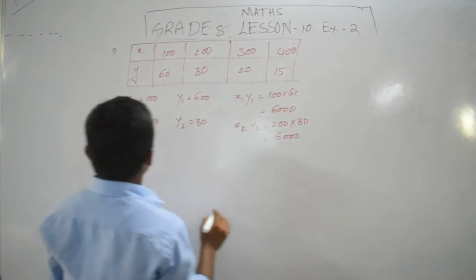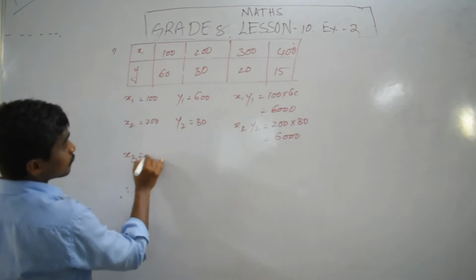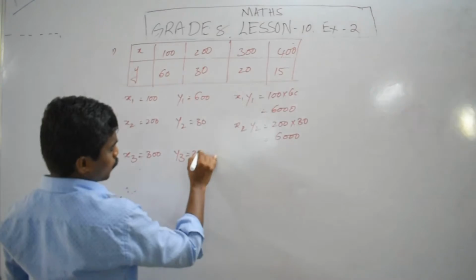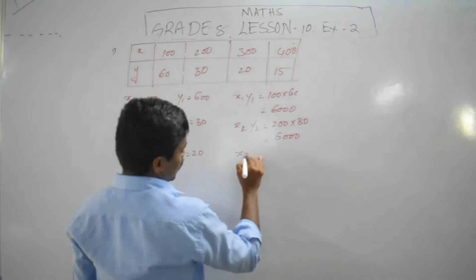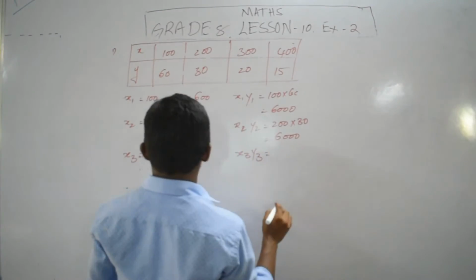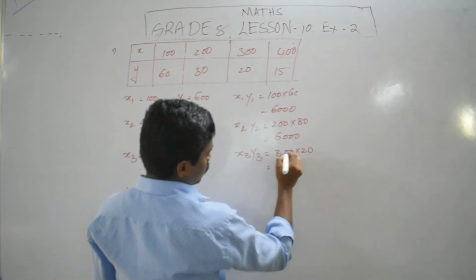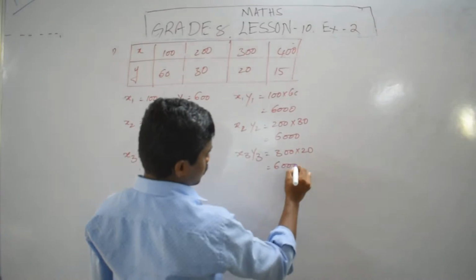6000. Next x3 300, y3 20. x3 cross out to y3. 300 cross out to 20. 3 2s are 6, 6000.